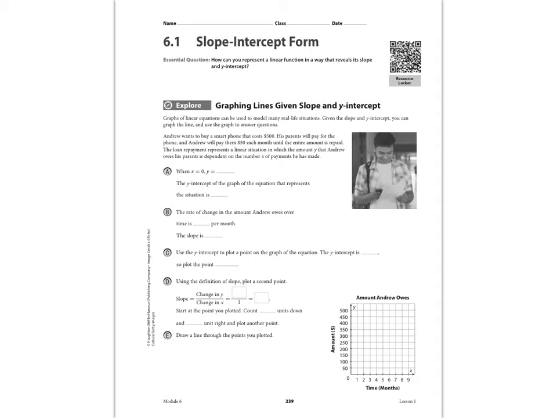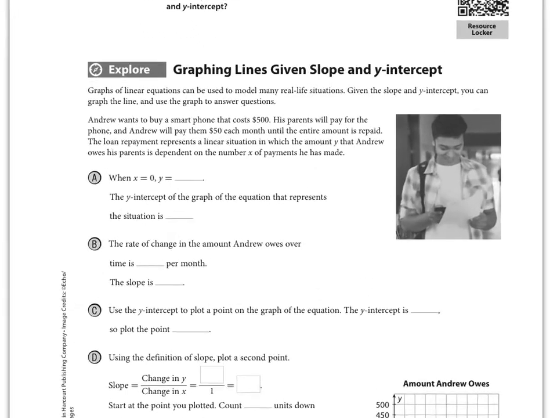So there is a quiz coming up for Module 5. Be sure you know how to find x and y intercepts, and also how to find slope, and then to interpret all of that information. So let's take a look at the Explorer here.